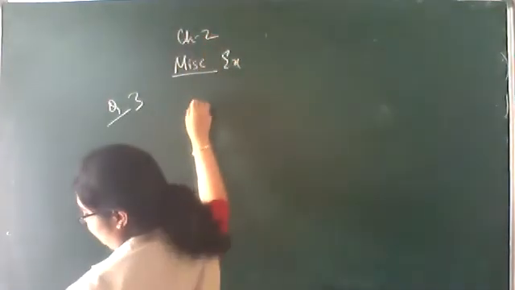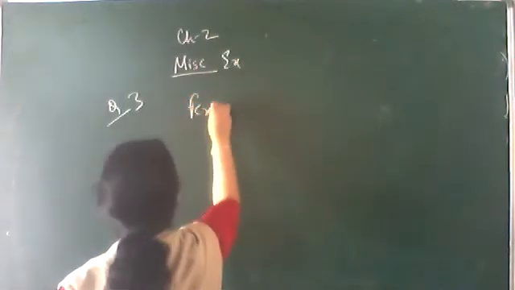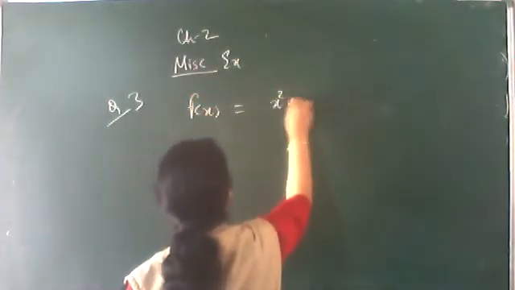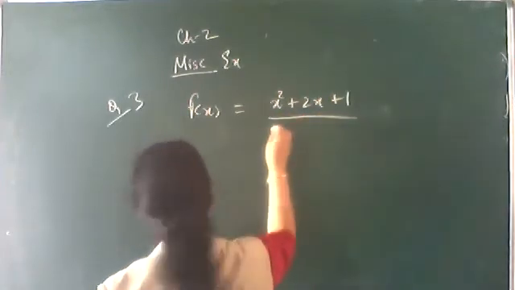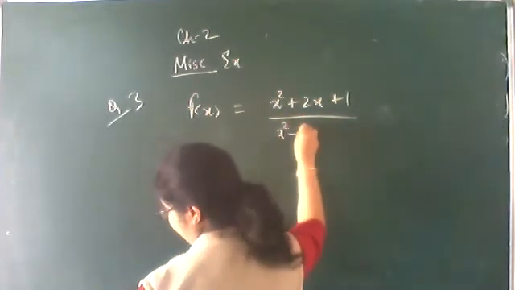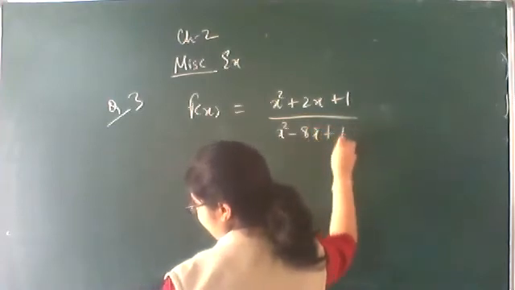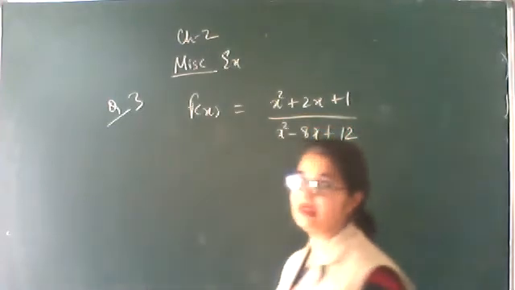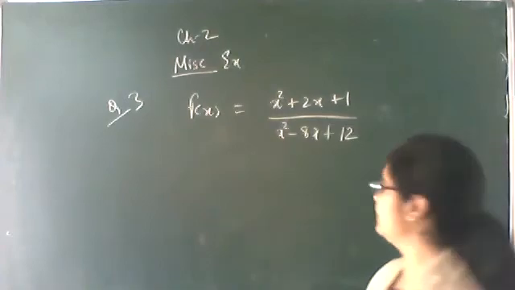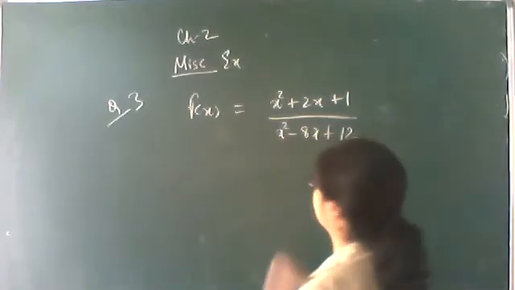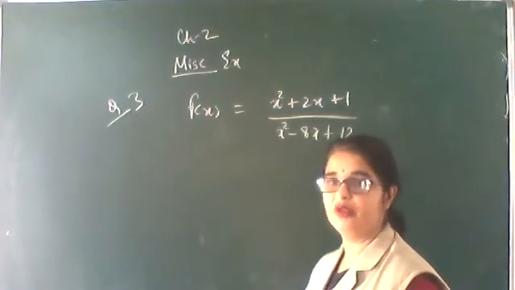chapter 2. Now what they have given: f(x) = (x² + 2x + 1)/(x² − 8x + 12). Now they are asking the domain. In this question, what are they asking? The domain of the function. Now just see how we can find the domain of the function.